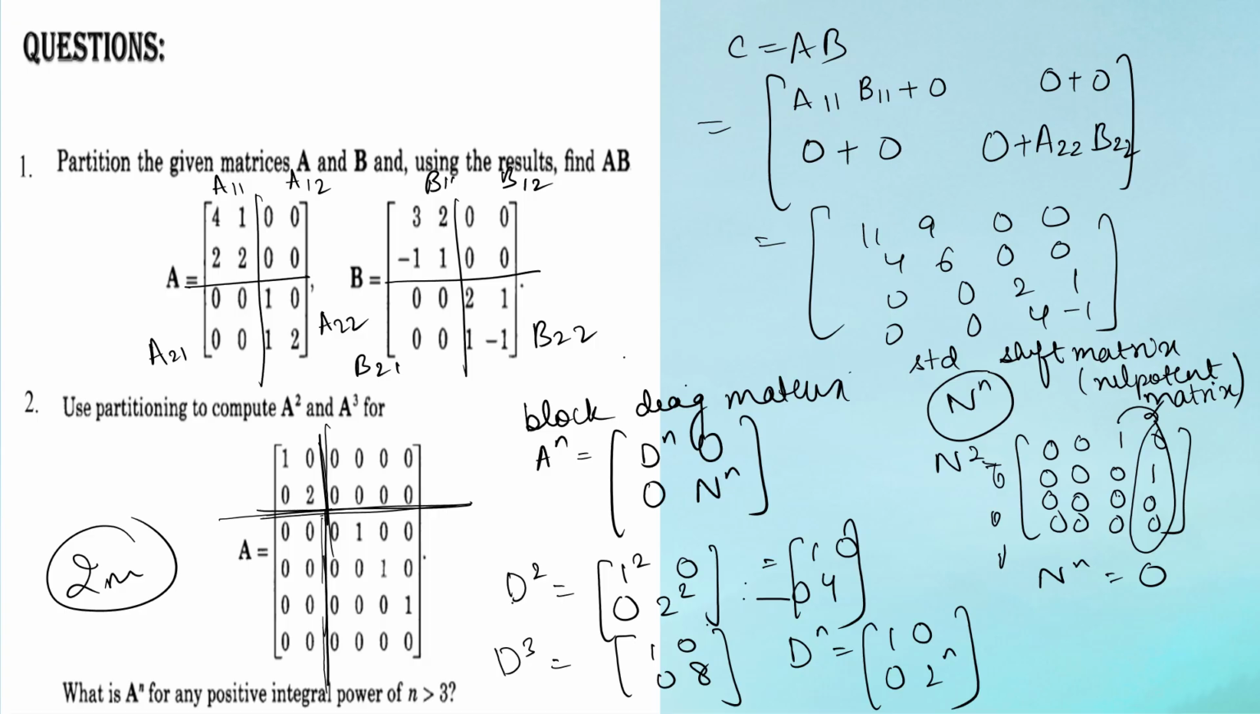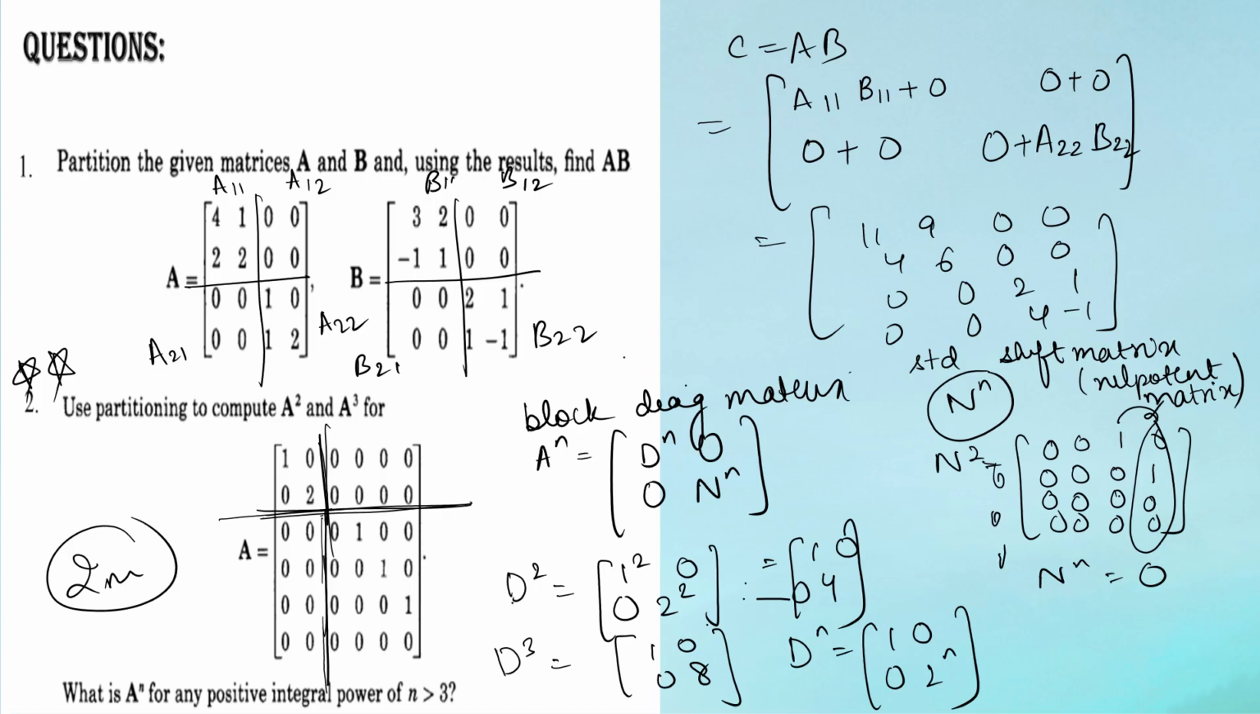Those who know this property will ace this 2-marker problem. But those who do not know this property, or those who do not do the partitioning well, will surely face difficulty in doing this question. So this second question is a star question. Practice these types of questions for examinations.